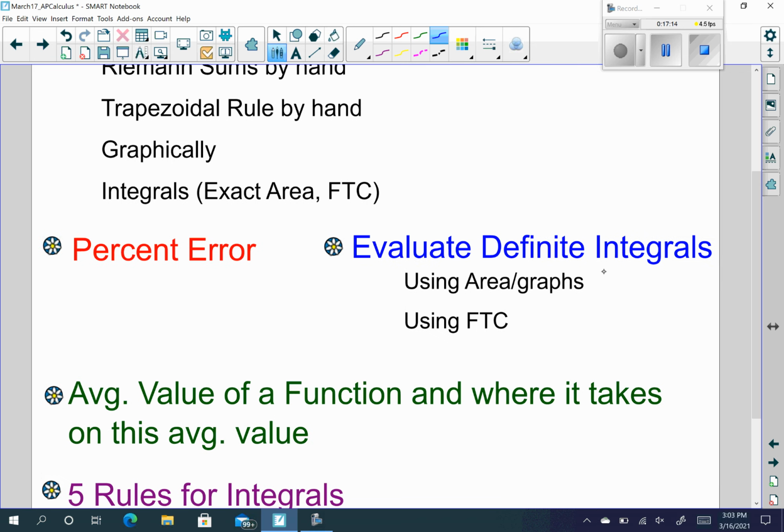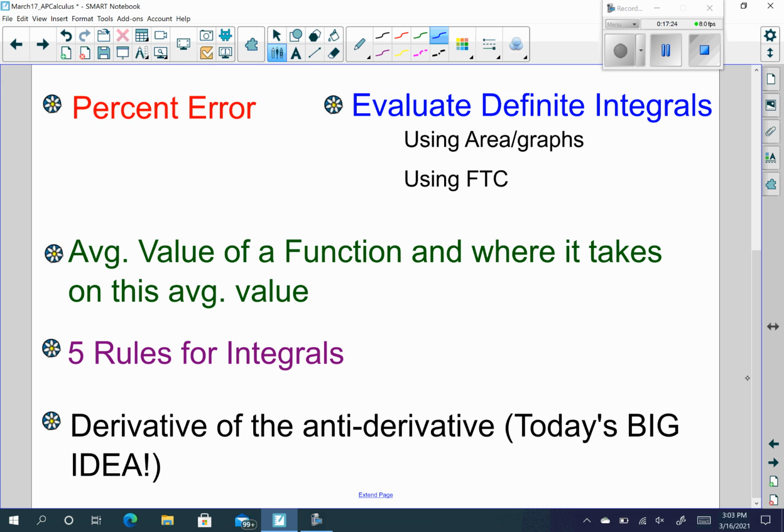So over here, evaluating definite integrals, maybe some indefinite as well. That's just what your quiz was over. That is where you don't put the square units. Finding the average value of a function and where this value occurs. Know the 5 rules for integrals. And then the big idea that we looked at today, the derivative of the antiderivative. And don't worry, we will be practicing this more over the next few days.